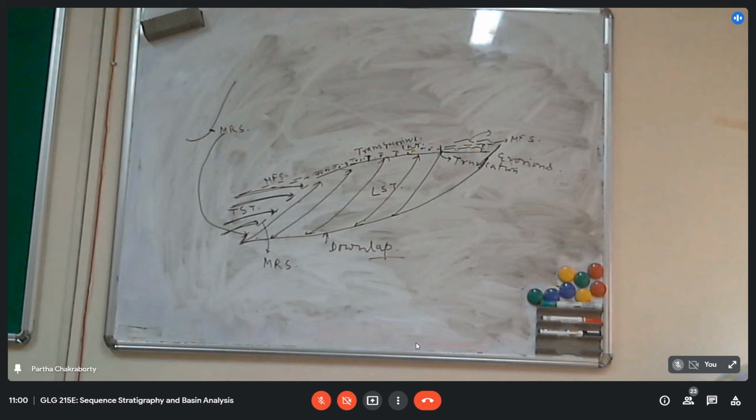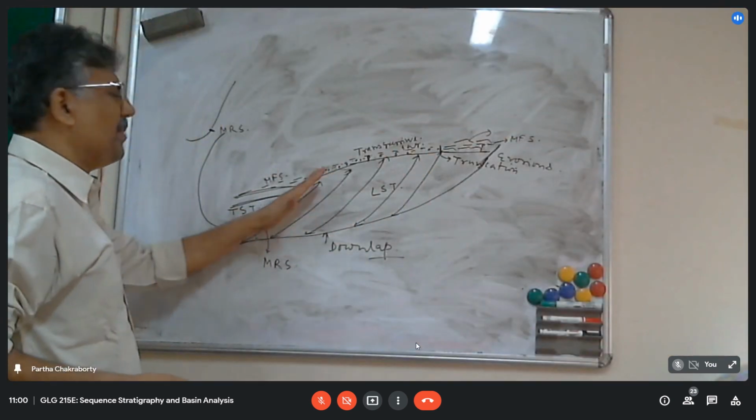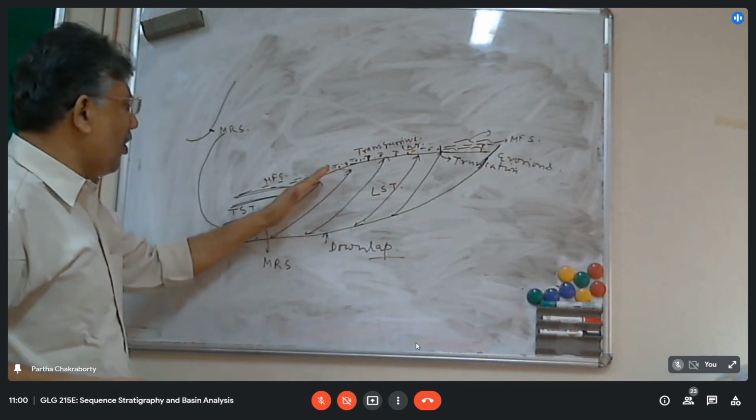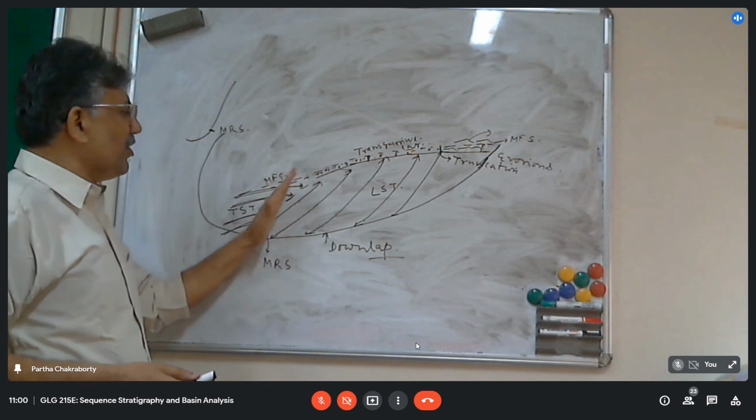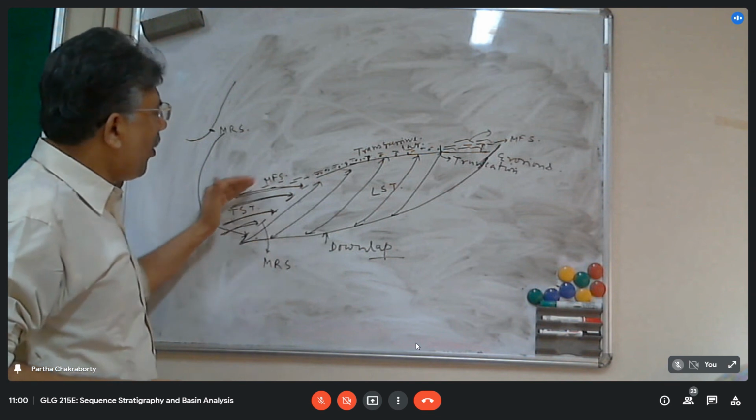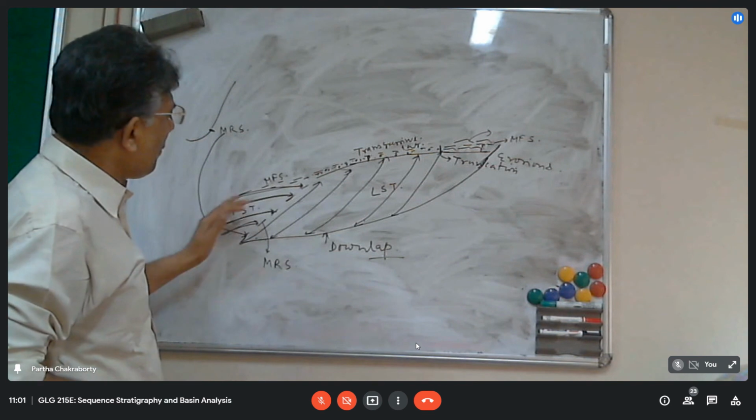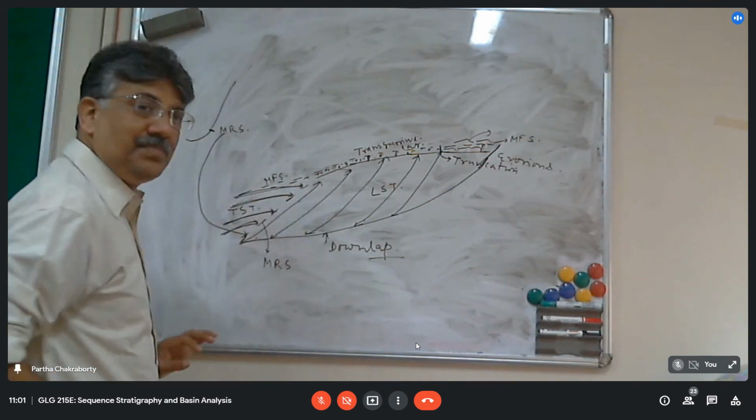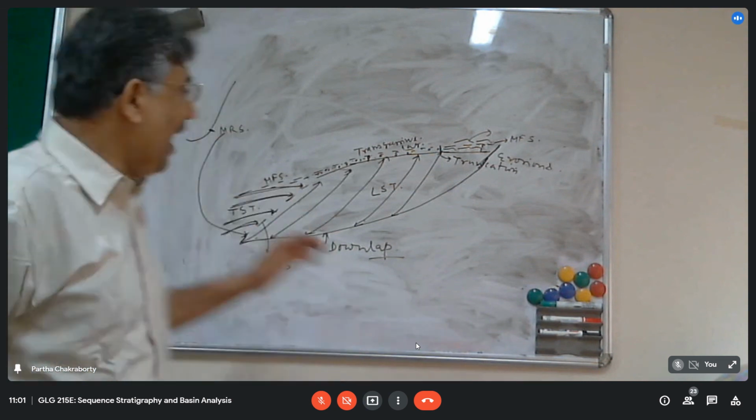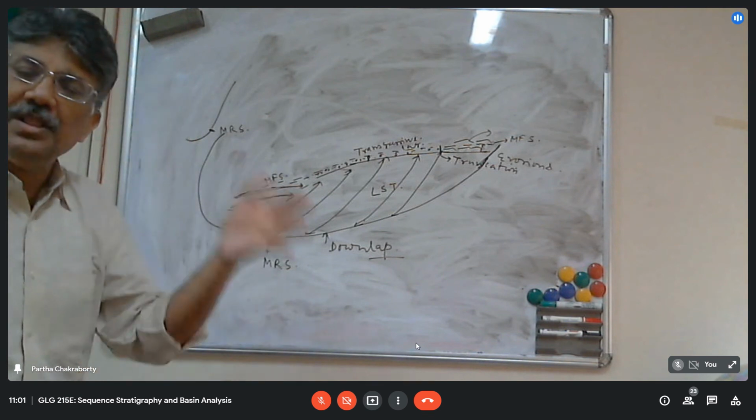So what I have shown here in this diagram is that the LST ends here with the maximum regressive surface, and the entire stacking pattern changes on this side of the MRS and on that side of the MRS. Now on this side you are getting the overlapping pattern, which is the indicator of increase in accommodation. So you have a deposit here, there is no problem. All the tendency of the transgressive systems tract I will be identifying here, the finding of character, the finding of sequences. So all these things you will be getting here.